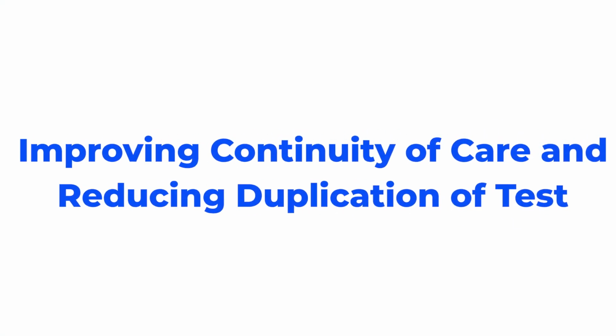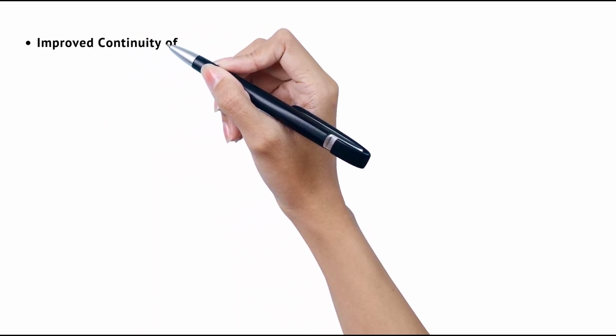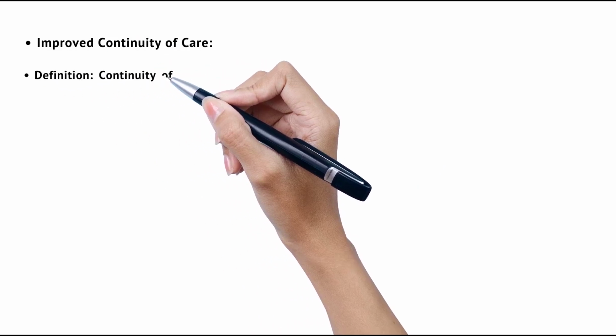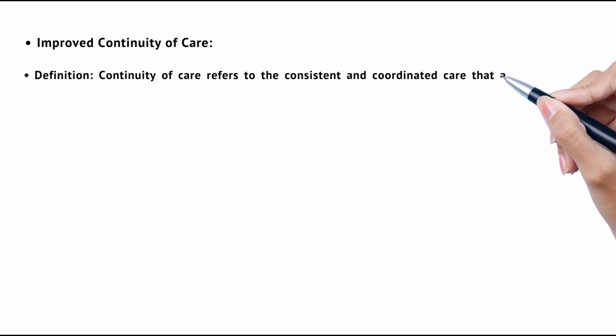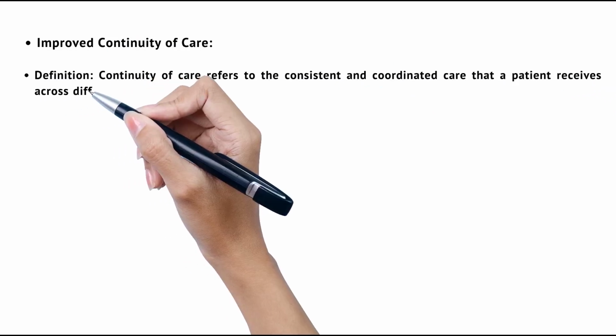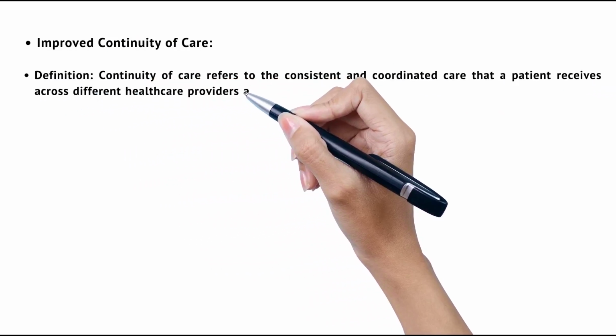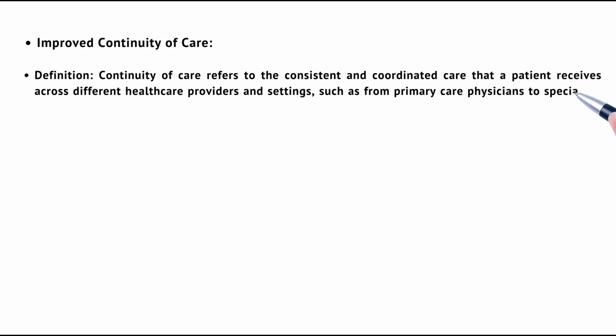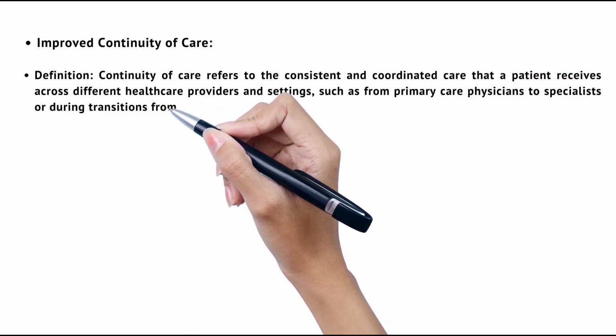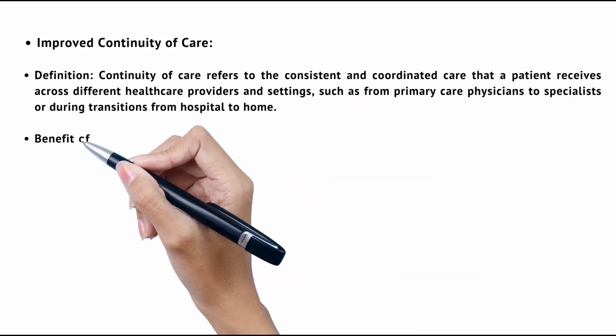1. Improving continuity of care and reducing duplication of tests. Improved continuity of care. Definition. Continuity of care refers to the consistent and coordinated care that a patient receives across different healthcare providers and settings, such as from primary care physicians to specialists, or during transitions from hospital to home. Benefit of HIE.